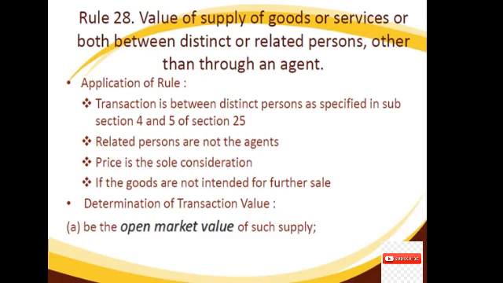Here price is the sole consideration and goods are not being intended for further sale, because if we would be talking about further sale, then some other rule will become applicable. So now in this situation, how are you going to calculate the value? Again, the first option is open market value. Then the second option is value of supply of like kind and quality.